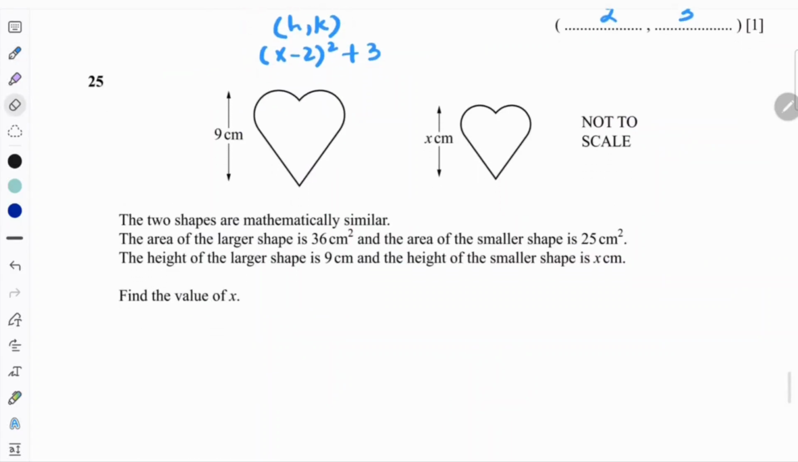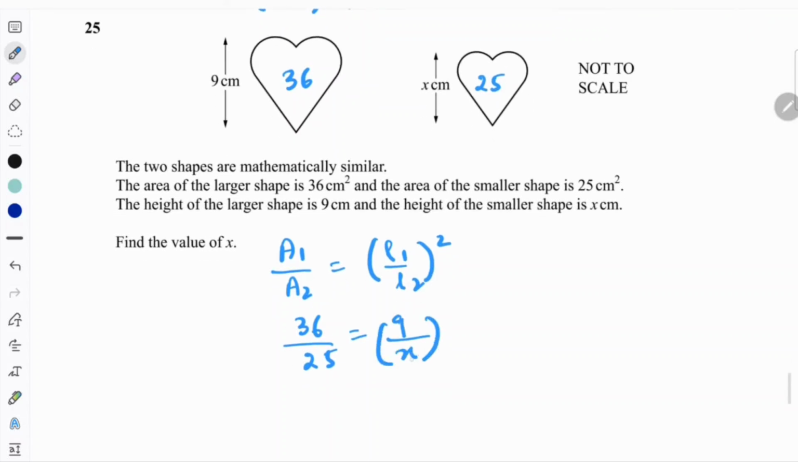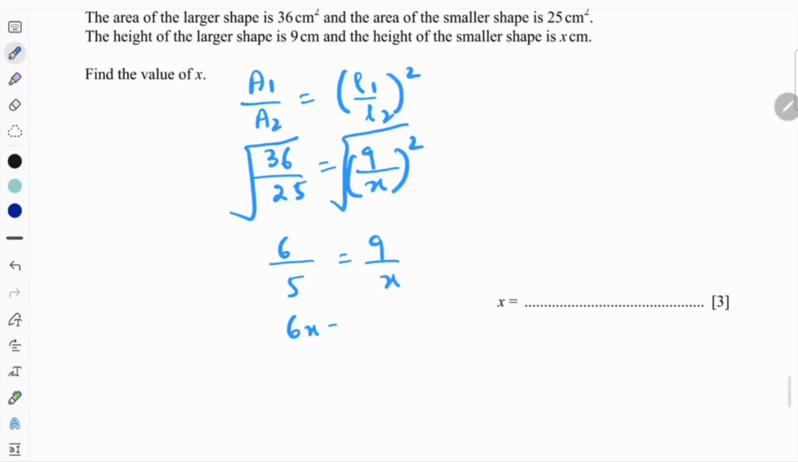Question number 25. The two shapes are mathematically similar. The area of the larger is 36 square centimeters and the area of the smaller is 25 square centimeters. The height of the larger is 9 and the height of the smaller is x. As we know, A1 upon A2 equals L1 upon L2 whole square. So A1 is 36 over 25, L1 is 9 over x whole square. To remove the square sign, take the square root of both sides. Whenever we take the square root, that becomes 6 over 5 equals 9 over x. Cross multiply: 6x equals 9 times 5, which is 45.